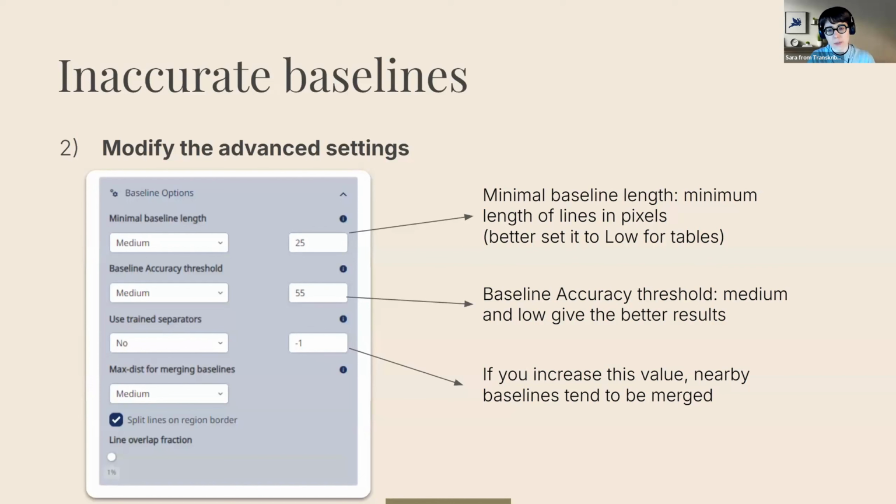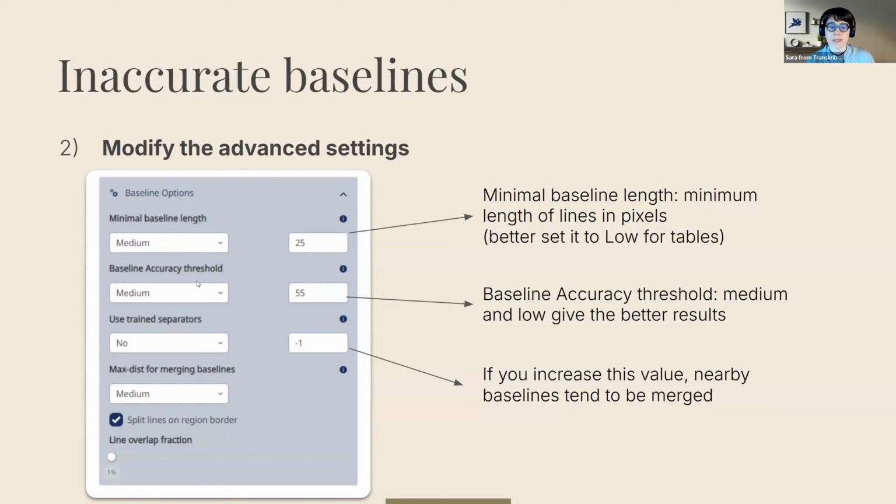Our advice is to set this value to low, especially if you're working with tables, because in tables there are ditto signs or numbers with only one or two digits, so the baselines are very short. Usually decreasing the minimum baseline length to 10, to low, makes sure that you are detecting everything on the page. Then you can select the baseline accuracy threshold.